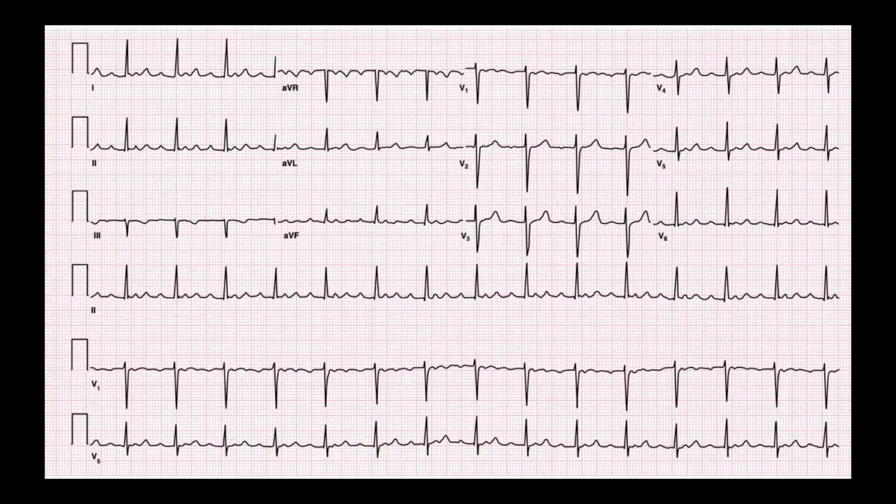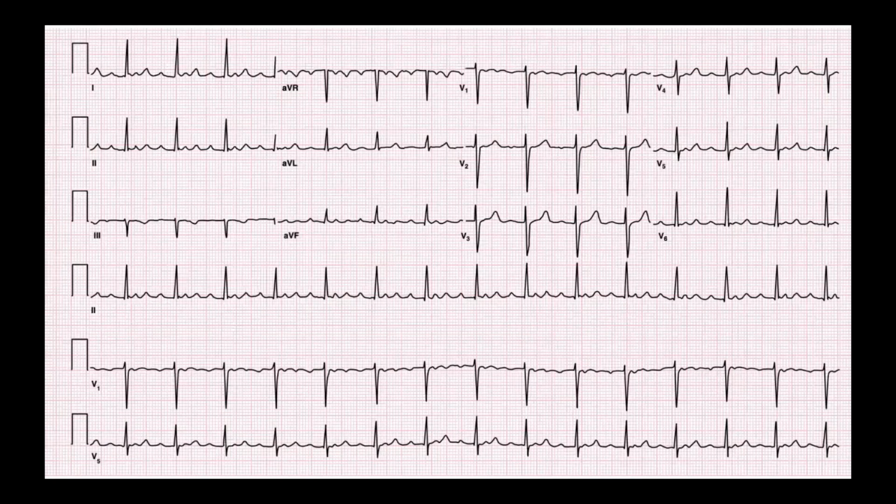This is a narrow complex tachycardia. The rate is about 100 or 98. There is a P wave, and every P wave is followed by a QRS complex. So the diagnosis most likely is... there is a fluttering wave in the inferior leads. Lead 2 or 3? Lead 2 and AVF. Okay. Most likely atrial flutter with 2 to 1 and 3 to 1 conduction. Atrial flutter. Okay.